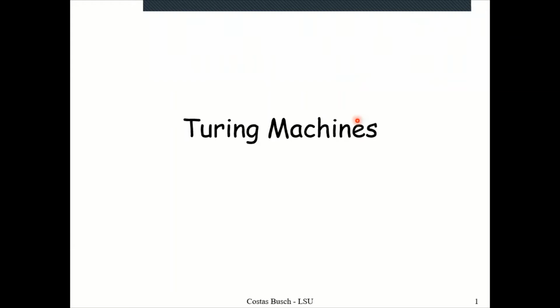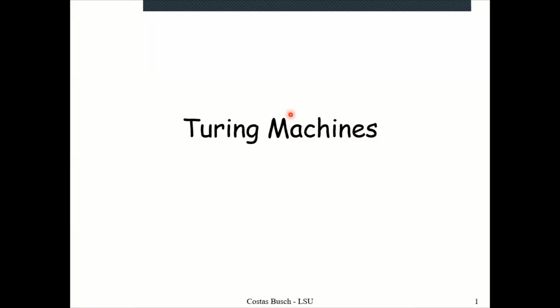Okay, today I shall be discussing the topic of the Turing machine, the most powerful of the mathematical models of the machines that we have studied so far. So this is the most powerful machine that we can have.